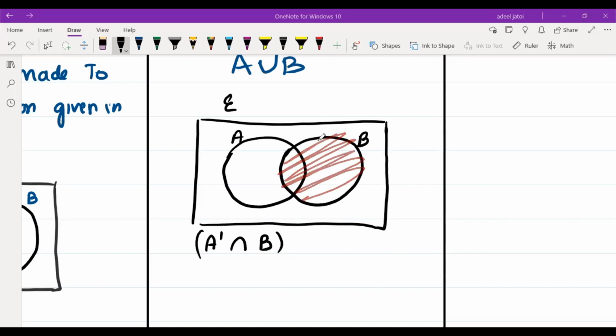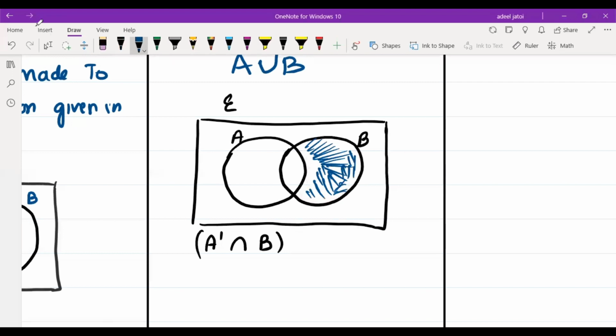So to shade this, we will only be shading this part, because this part is the common part between the A complement and B. So we will be shading just this. So this will be shaded in this way. This is A complement and this will be intersection of B as well.